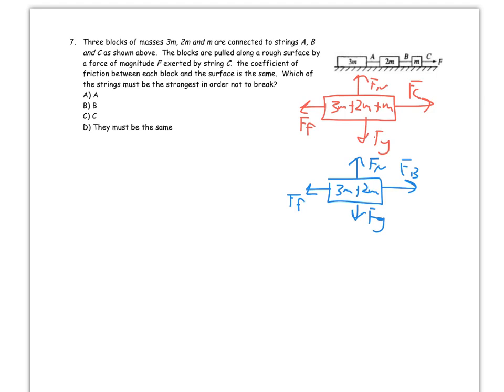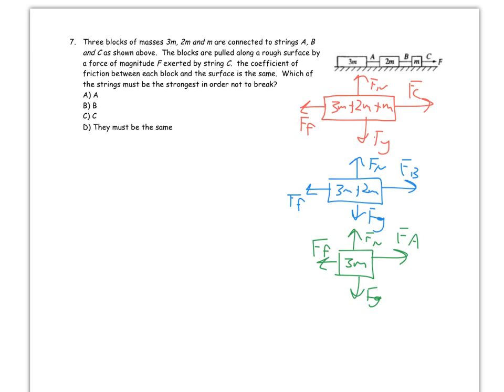And lastly, string A is just accelerating that 3m block, normal and gravity are acting on it, and friction yet again. Okay. So we want to know which string needs to be the strongest. Well, that's going to be string C here, okay? Because string C ultimately is accelerating the greatest amount of mass.